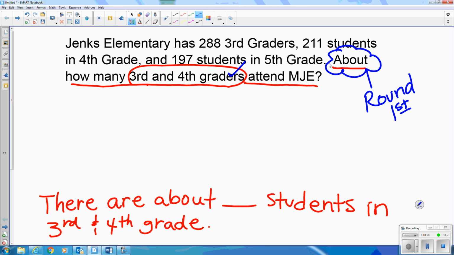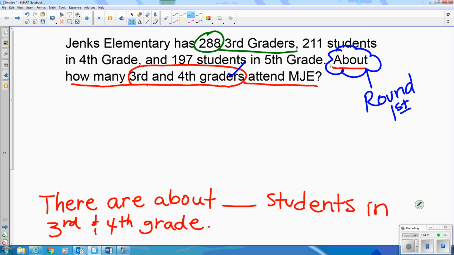Now, going back up to our problem. Read the first sentence. Well, not the first sentence until we get to that comma. Okay, because remember when we get to commas and we get to periods, what do we do? We stop. Okay, Tyra, read the very first part until you get to that first comma. Jenks Elementary has 288 third graders. Okay, stop right there. Did you hear something important in there? What's really important in there that we need to pull out? We have 288 third graders. Okay, very good. All right, so we've got the comma.